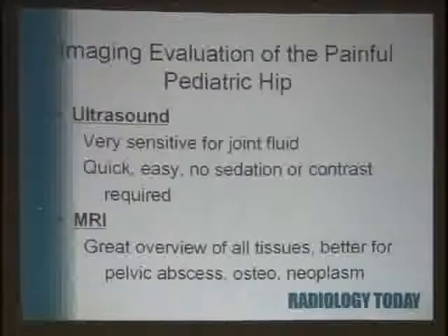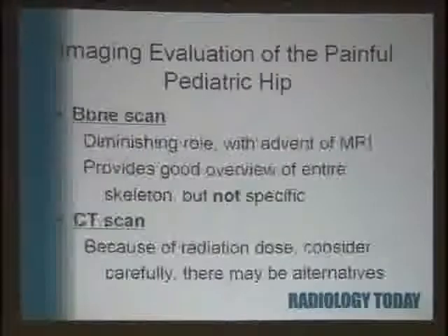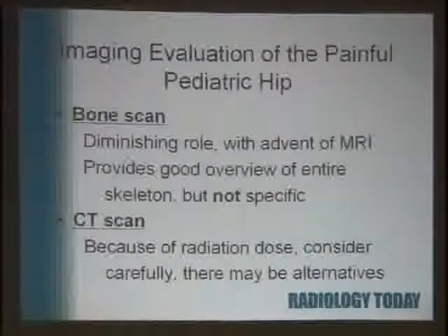Okay? Ultrasound, if you're worried about a joint fluid collection, it's great for that. We can very quickly tell, it's very binary. We're going to know yes or no if they've got it. And then MRI, great overview for all the tissues, great if you're worried about an abscess, an infection, tumor. And then CT, because of the radiation dose, be careful. Is there another way to do it that wouldn't have so much radiation dose? If you need it, it's a great test. And then bone scan, I really think it's diminishing. Its role is decreasing with the ever increasing use of MRI.